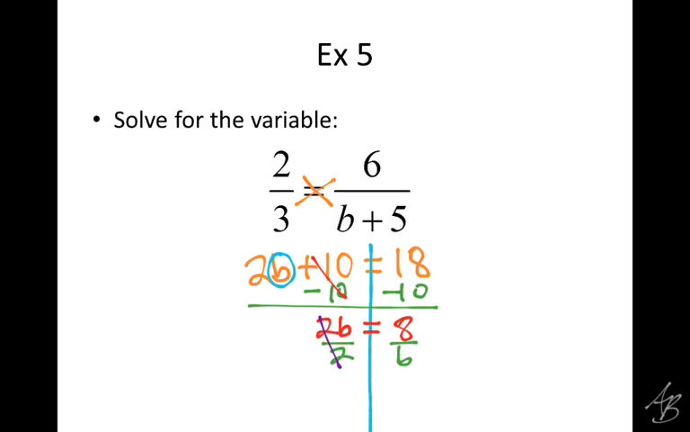And when the 2s cancel there, we get b. That's weird. I think that's a b. It should be a 2. Thanks. So we get b equals 4. Whew, that was going to be awkward.